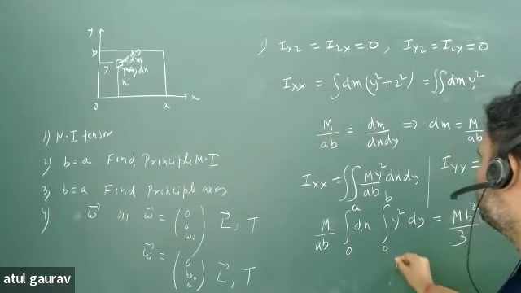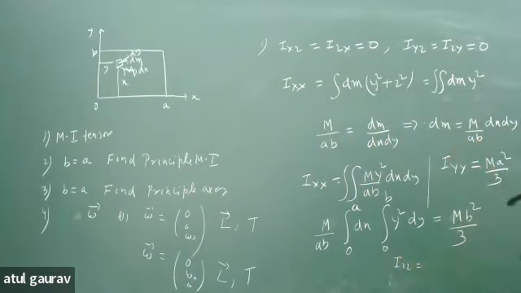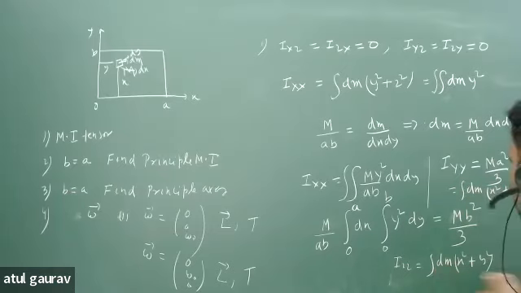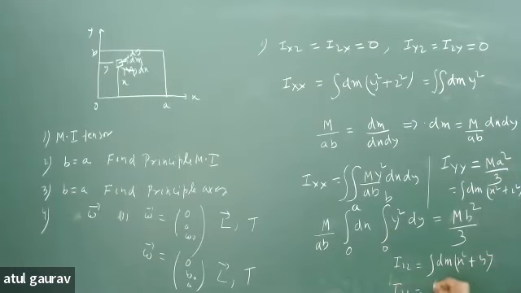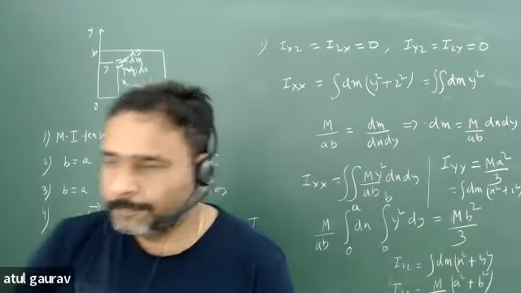Now, can you please tell me what is Izz? m by 3 into a square plus b square. Very good. How? Because you will write dm into x square plus y square, and this Iyy is nothing but dm into x square plus z square. You will put z square equal to 0, then you will get this. So this will be the addition of both of these. So Izz is equal to m by 3 into a square plus b square. Okay?